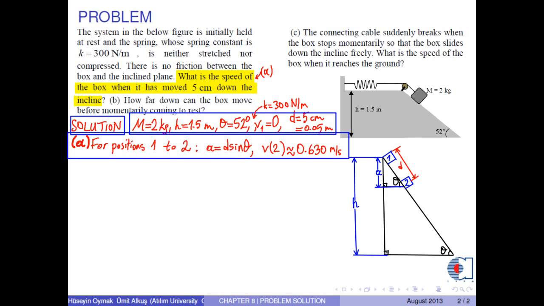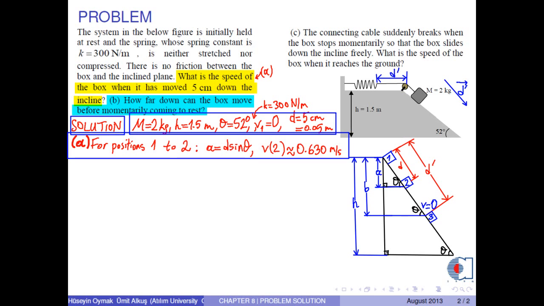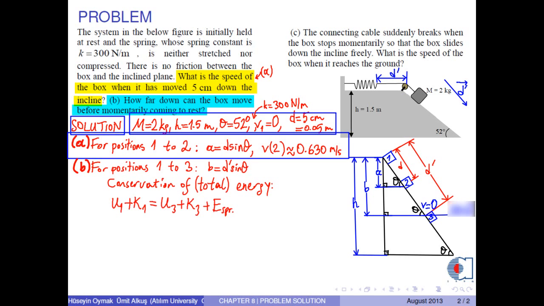Part B. How far down can the box move before momentarily coming to rest? For positions 1 to 3, according to the right triangle, we have height B equals distance d prime times sine theta. Now we write the conservation of total energy as follows. It is suitable to choose point 3 as the zero potential energy level. The potential energy of the box, according to this figure, becomes m times g times B.